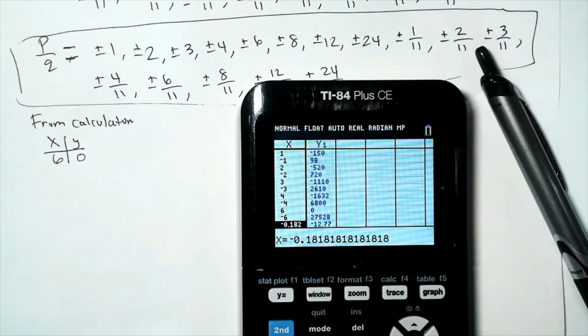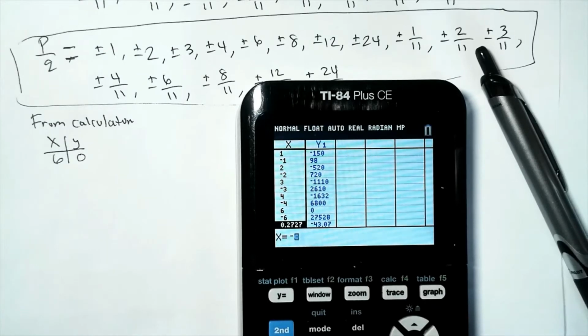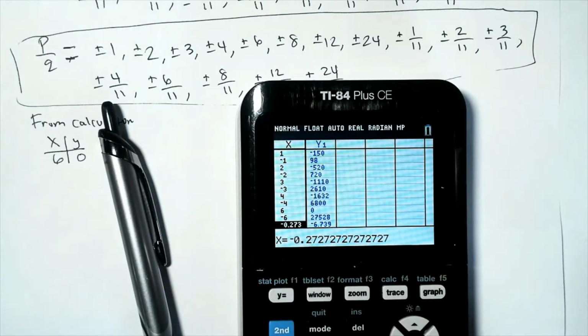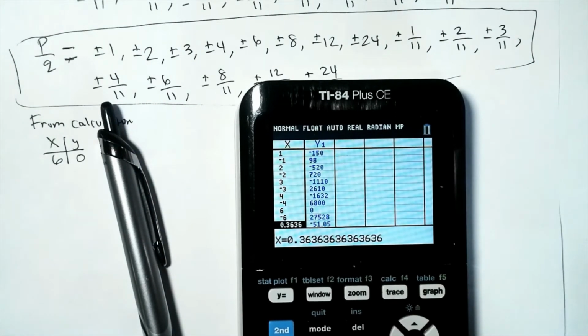Okay, not just kidding. How about 3 over 11? No. How about its opposite? -3 over 11. No. Where am I? Let me put my pen over here. Now we're at 4 over 11. No. How about its opposite? -4 over 11. Oh yeah.